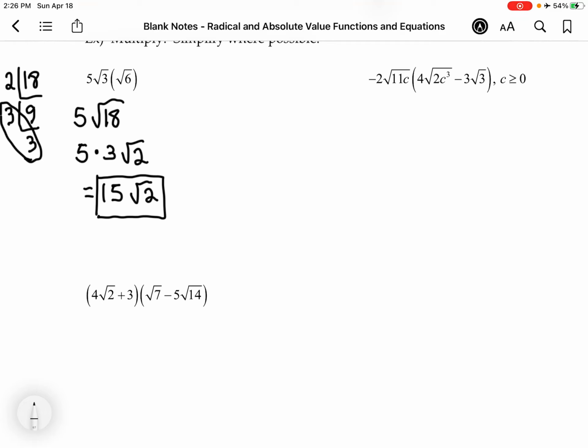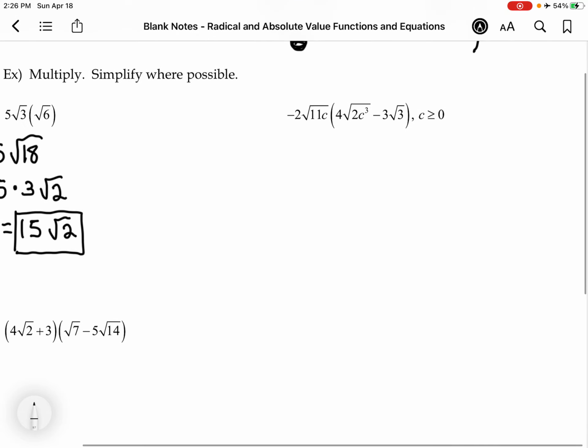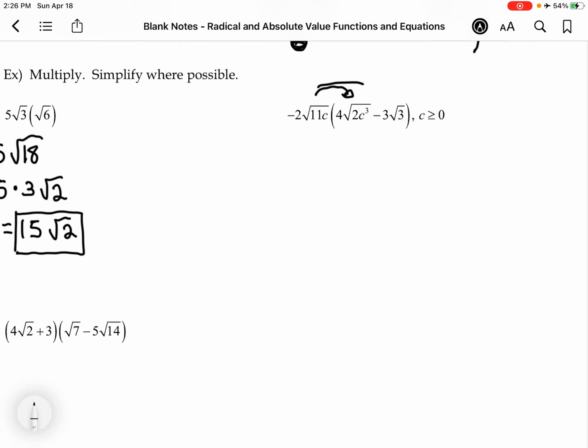Okay, now sometimes we also have this situation where we're almost like multiplying a radical by a binomial. It's the same sort of idea in terms of the distribution, right? We're distributing the multiplication of this radical to both of these radicals. Okay, so for the first one, we're going to get negative 2 times 4 is negative 8. And then the square root of 2 times 11 is 22. And c times c cubed is c to the 4.